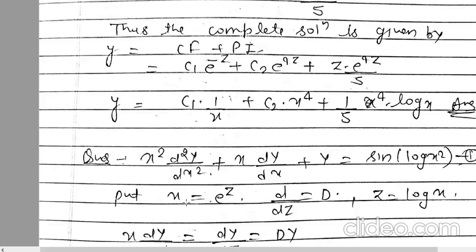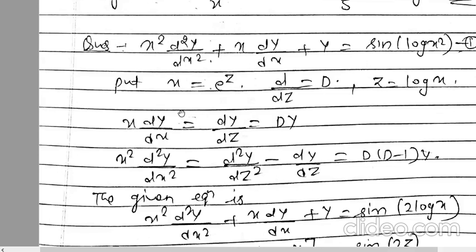So x is equal to e to the power z, right? So d upon dz is equal to capital D, z is equal to log x. Now again, we need to find x dy by dx. So your x dy by dx will be dy upon dz, that means capital Dy. x squared d2y by dx2 means d2y by dz2 minus dy by dz, so you can write it as D(D minus 1) of y.